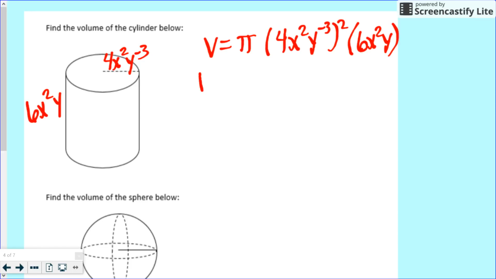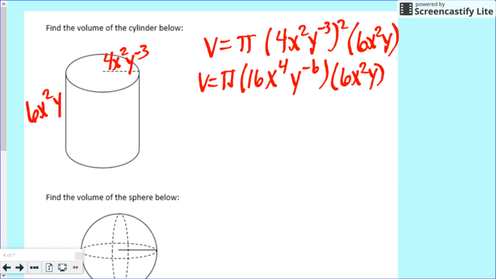And then this we said was pi, 4 squared was 16, x squared squared is x to the 4th, y to the negative 3 squared is y to the negative 3 times 2, which is 6, times 6x squared y. We had even come to this next part where we multiplied that all together. 16 times 6 we said was 96 pi. We made x to the 4th times x squared, x to the 4 plus 2, which is 6. Y to the negative 6 times y to the 1st is negative 6 plus 1 is negative 5.